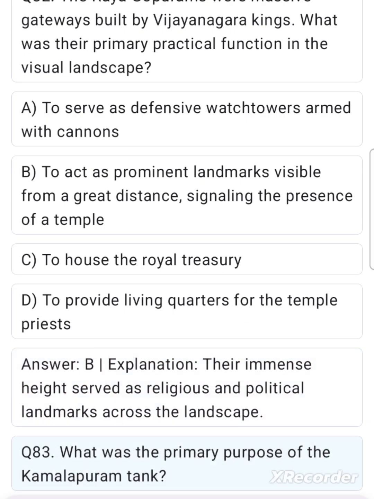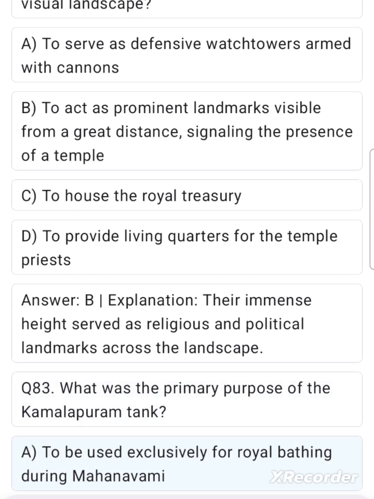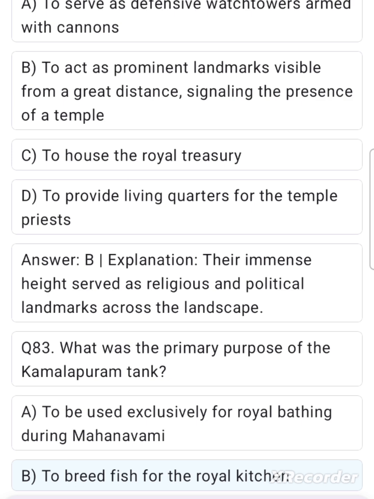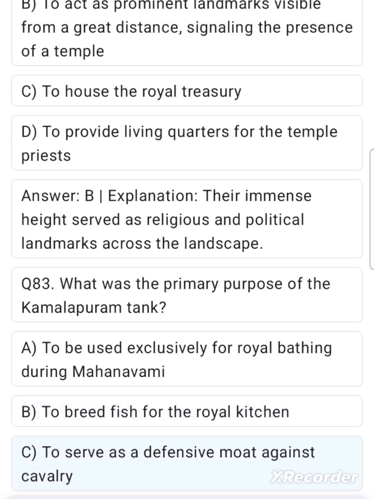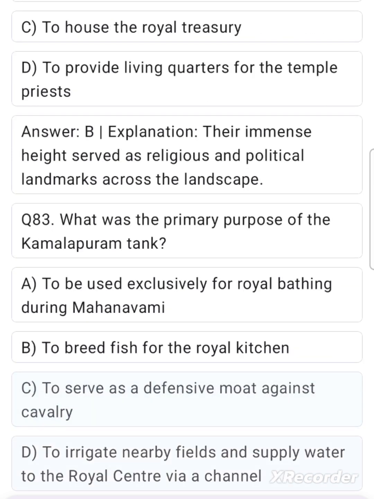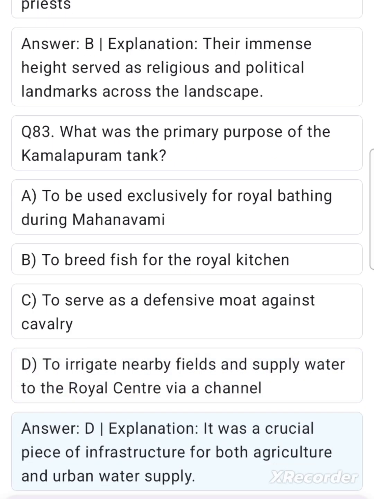Q83. What was the primary purpose of the Kamalapuram tank? A. To be used exclusively for royal bathing during Mahanavami. B. To breed fish for the royal kitchen. C. To serve as a defensive moat against cavalry. D. To irrigate nearby fields and supply water to the royal center via a channel. Answer. D. Explanation. It was a crucial piece of infrastructure for both agriculture and urban water supply.